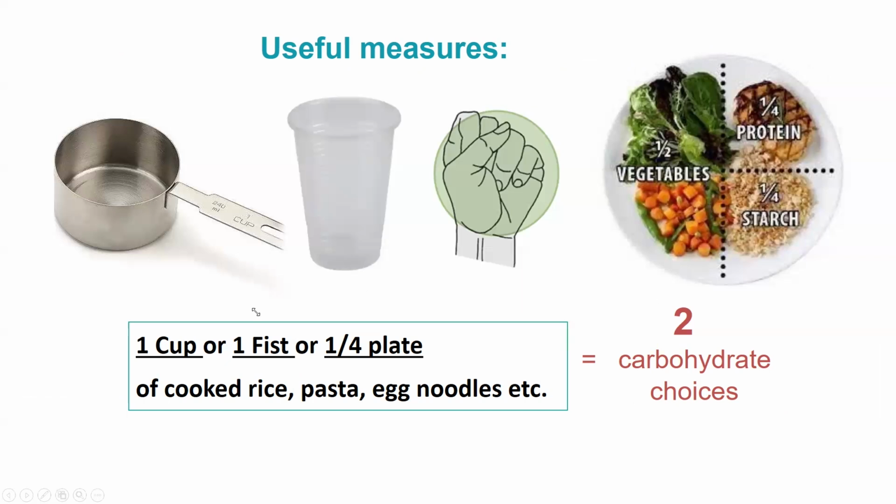I'm just going to go back over that. Just to let you know, 1 cup or 1 fistful or 1/4 of your plate covered in cooked rice or cooked pasta or cooked egg noodles would roughly equal around 2 carbohydrate choices. For example, a 200 ml cup filled with cooked rice would roughly equal 2 carbohydrate choices, or 1 fistful of cooked pasta would roughly equal 2 carbohydrate choices.